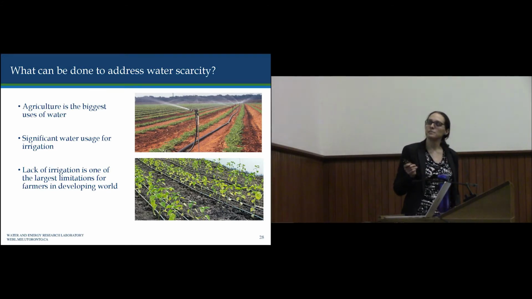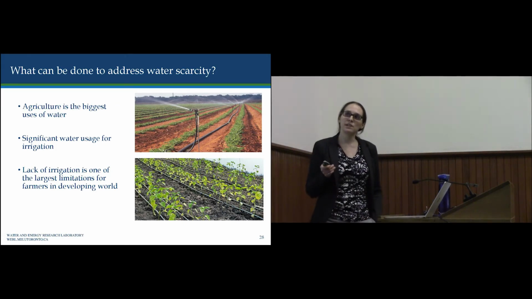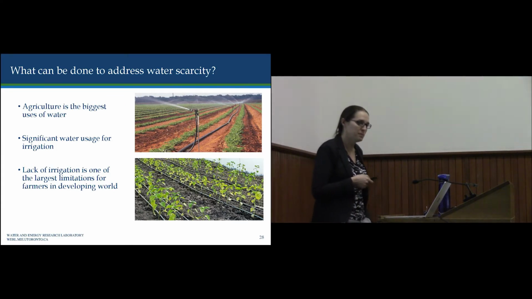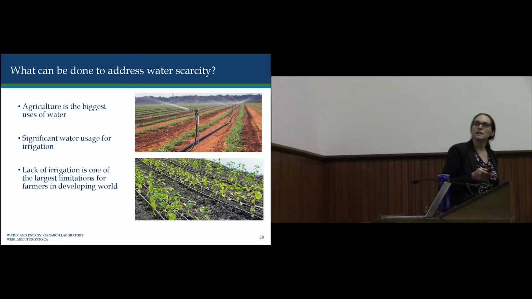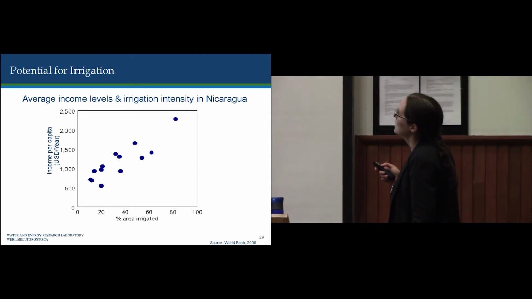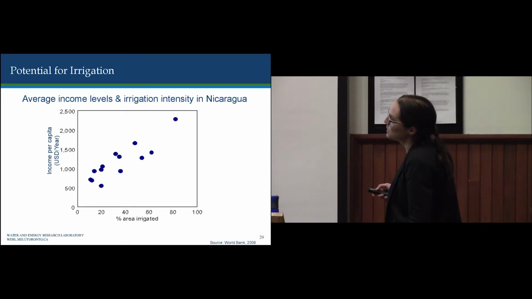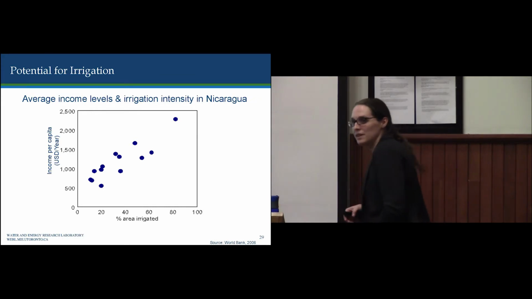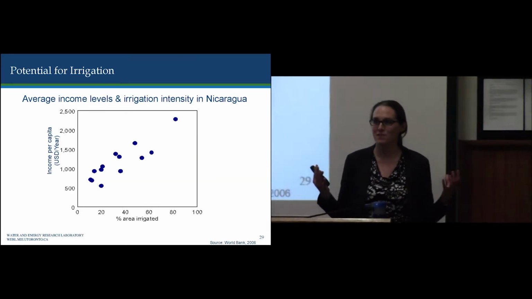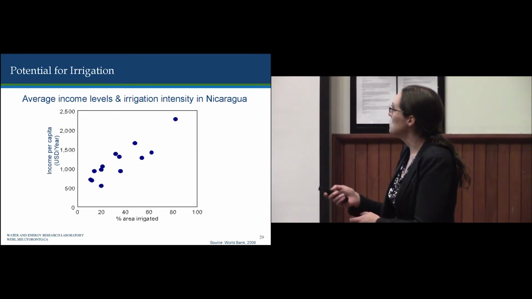But a lot of these require some infrastructure of some sort. And this lack of irrigation is one of the biggest limitations for farmers in the developing world. It's been really well shown, from a study looking at farmers' income levels and the intensity of irrigation, the percentage of their land which is actually irrigated, that there's a really strong correlation between farmers having good income and having irrigation, which makes sense, right? Because if you have irrigation, you're going to be able to grow more crops and get better yields from your farm.